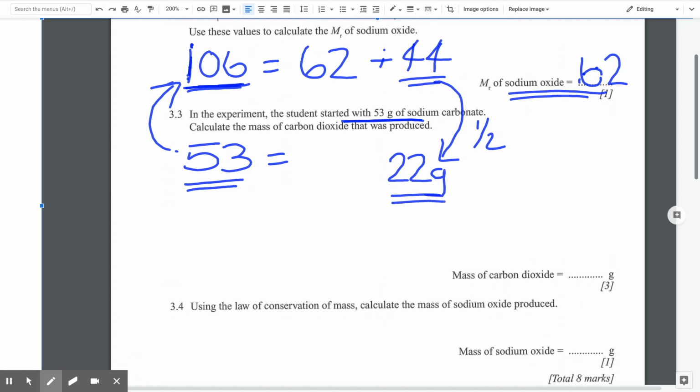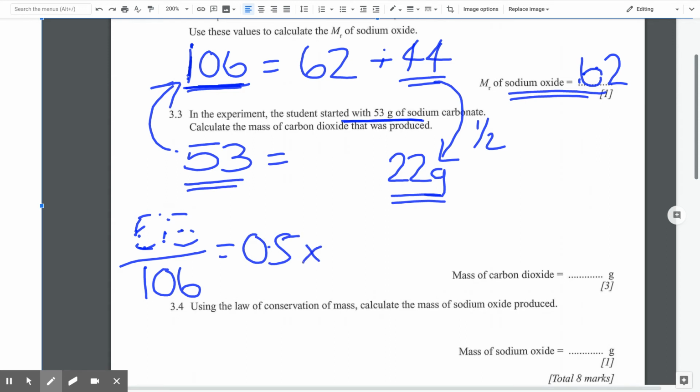The longer way of doing it would have been to actually calculate these values, because sometimes they're not always nice looking numbers. And so we'd have had 53 over 106 equals 0.5. We would have then multiplied that by 44, which is ultimately what we've done, just in a little bit of a shorter-hand way. But ultimately, that's the calculation that we would have done.